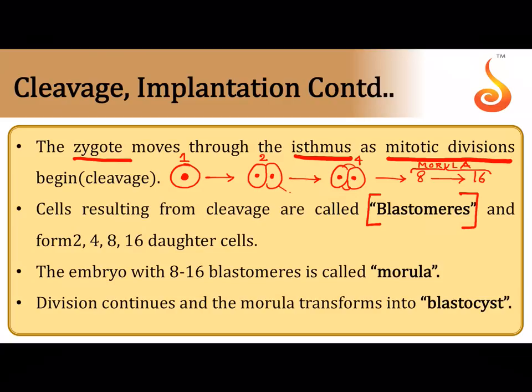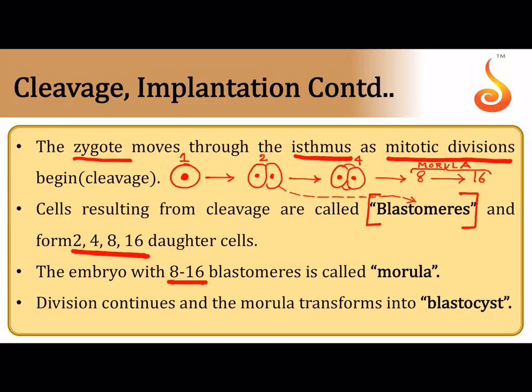And what are these individual cells? These individual cells are referred to as blastomeres. The cells obtained by cleavage are called blastomeres. See, there's an increase in geometric progression, 2, 4, 8, 16.